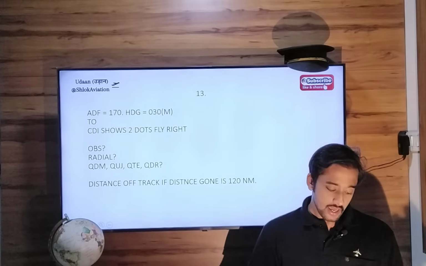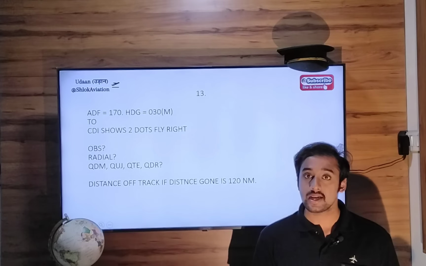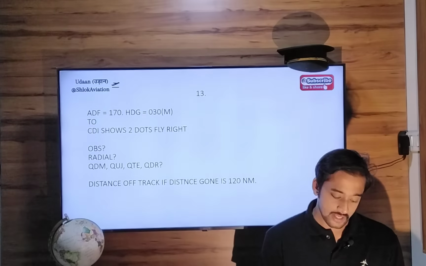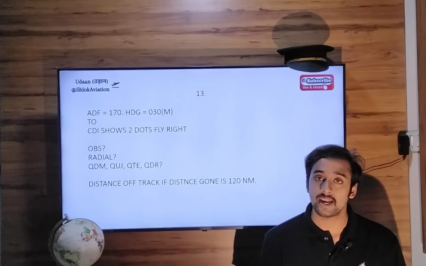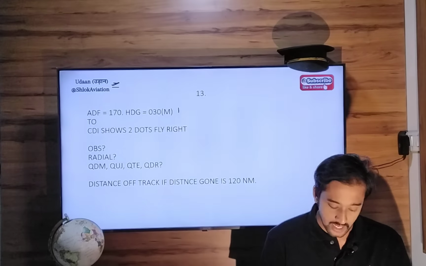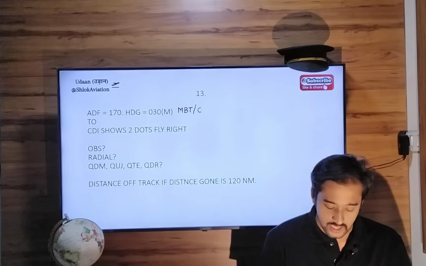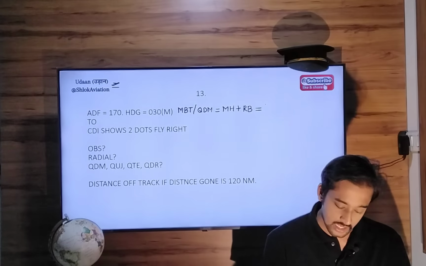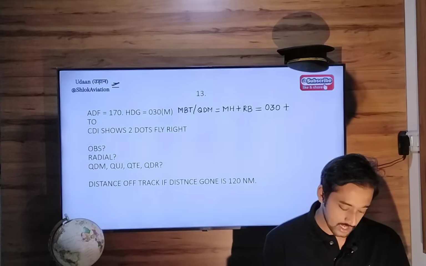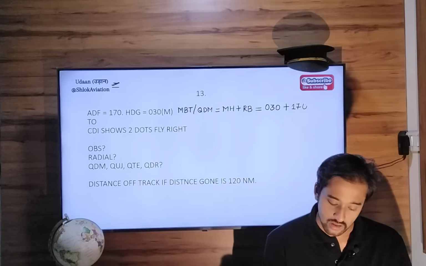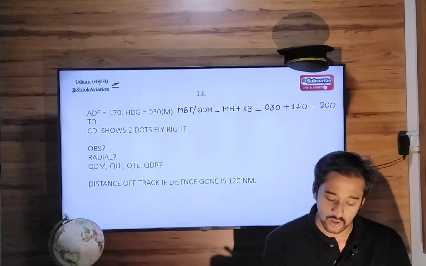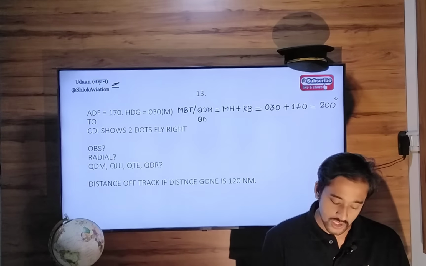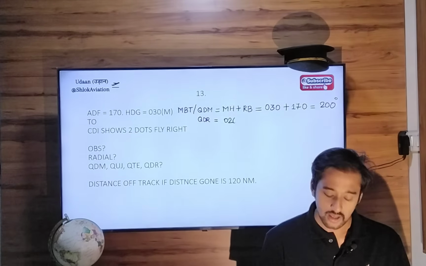Question 13 states that ADF is at 170, heading is 030. So with ADF and heading formula, you will be able to find magnetic bearing to the station. Magnetic bearing to the station, also known as QDM, equals magnetic heading plus relative bearing. So magnetic heading is 030, relative bearing is 170, which is equal to 200 degrees. QDM is 200, so QDR will be 020. That means aircraft is located on radial 020.